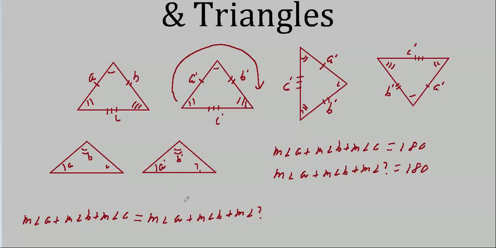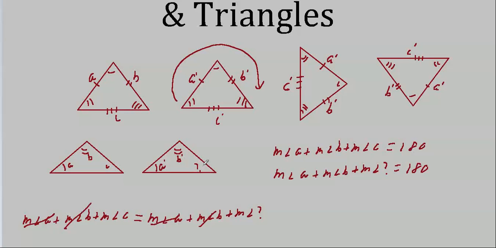Either way, what happens? Well, if we solve this, we can start just throwing stuff out, right? We got the measure of angle A over here, and so subtract that from both sides, subtract that from both sides, and what do we get? The measure of angle C is equal to the measure of this unknown angle, which means they're congruent.